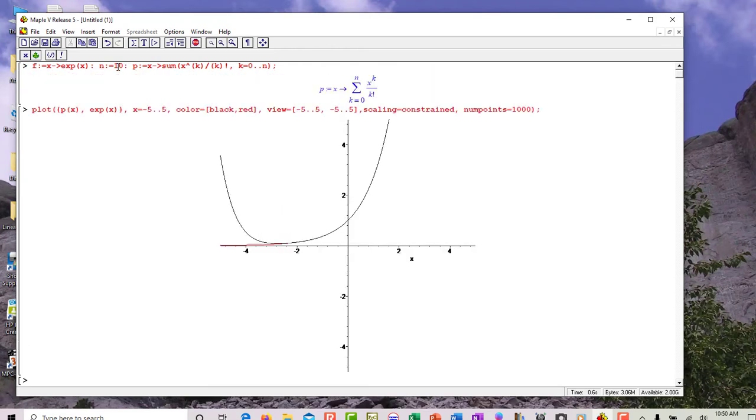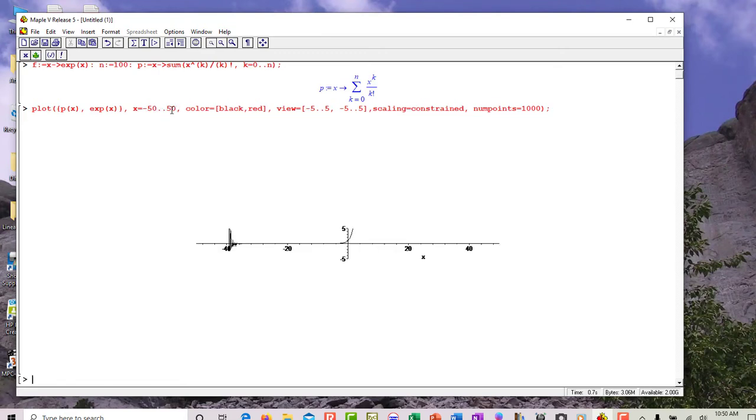If we make n equals 10, n equals 100, well, now the curves are one right on top of the other, and you can't tell the difference. Unless you go farther out, like say negative 50 to 50, you'll definitely be able to tell. Notice all the wiggling going on out here. We're dealing with a polynomial of degree 100.